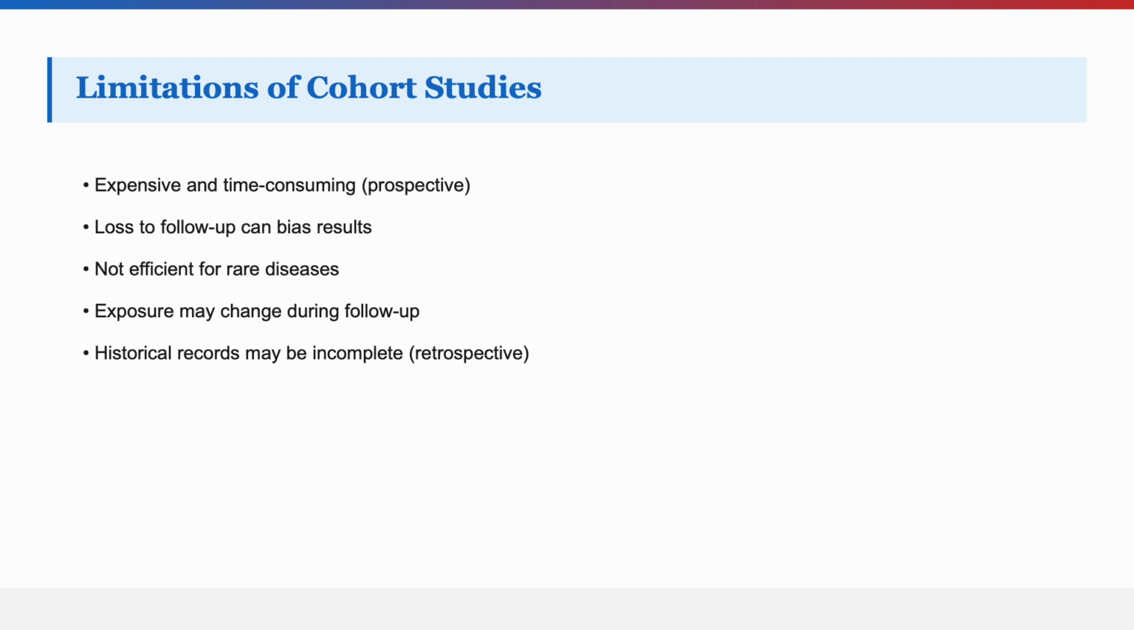Retrospective cohorts depend on historical data quality. If the factory's exposure records are incomplete or inconsistent, your exposure classification is unreliable. Despite these limitations, cohort studies remain a cornerstone of epidemiological research and provide strong evidence for healthcare decisions.